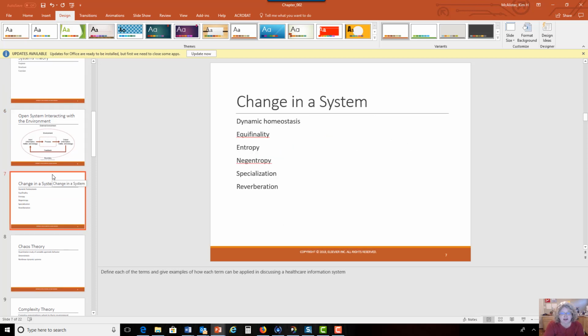We want to talk about different types of change in the system. And we have several different types listed here. We have dynamic homeostasis, and this is a process that's used to maintain the balance of the system. We have equifinality, and that's the tendency of an open system to reach a final state. And that state can be reached in different ways.